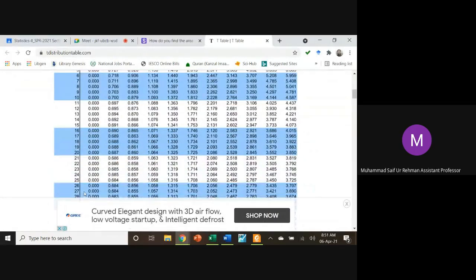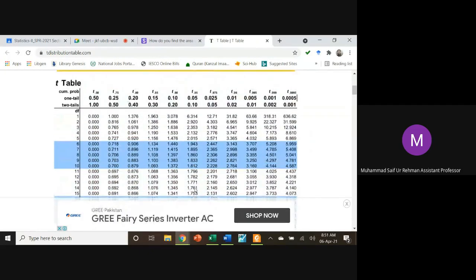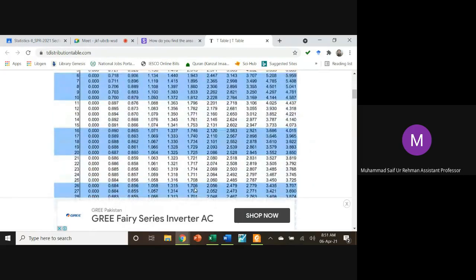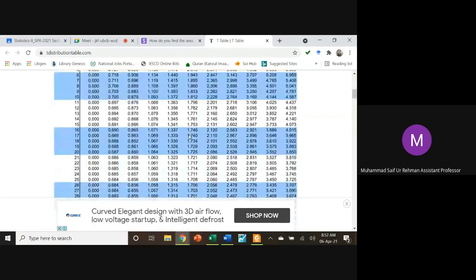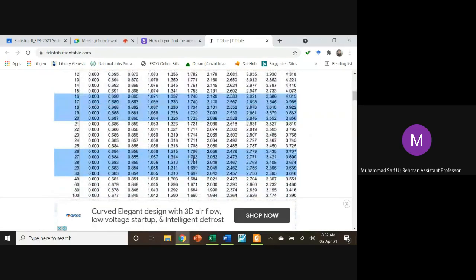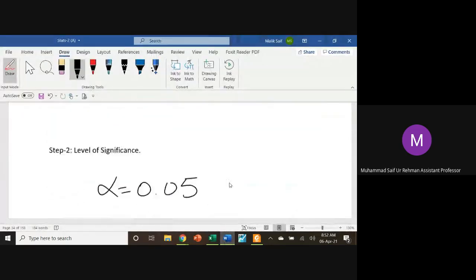Fine. So you will move rightward and then you will move. So this is basically the column. So against 27, this is the value. 1.703. 1.703 is the value. That is against 0.05 level of significance. So you will write down this value 1.703 over here.